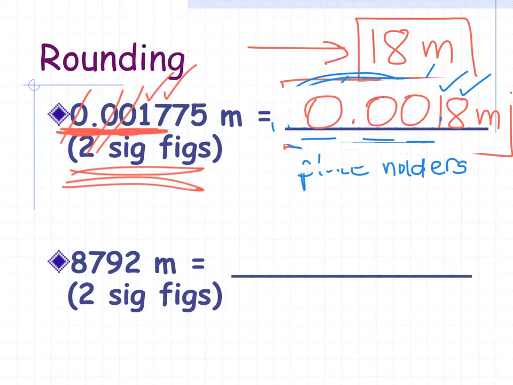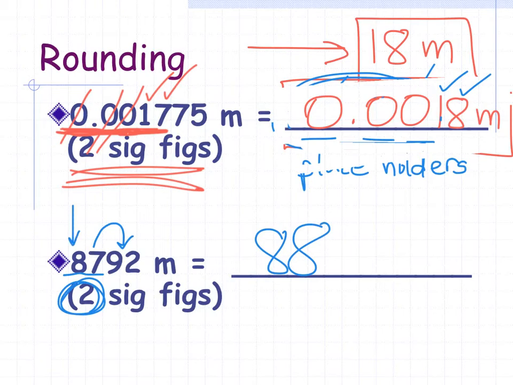The next example gets a little bit tricky. They want 2 sig figs, so I underline 1, 2. The 7 looks to the 9 and rounds up to 88. Now let's think about place value. How much money was this 8? That was $8,000. How much is this? This is $80.